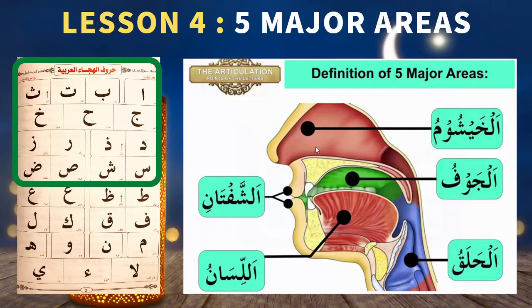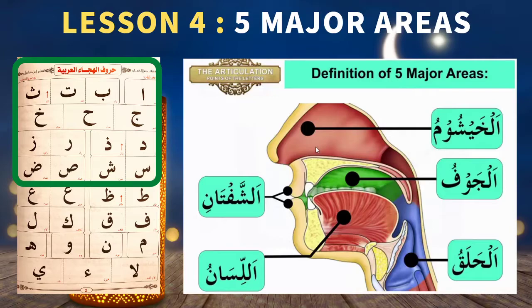Al-Jawfu. Now say all the hollow space where wind and sound travel. That right there, that hollow space. Al-Jawfu is a hollow space in your mouth, throat, and chest. Al-Halqu. Al-Halq is your throat, not your neck, your throat.